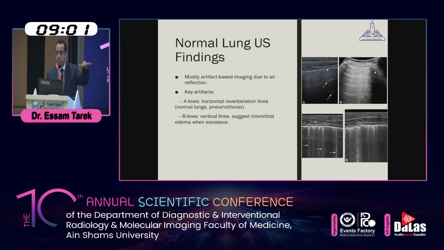If more than these 3 B lines are localized, then we think of a localized fluid collection, either encysted empyema, encysted effusion, whatever. But if it's diffuse, then I'm going to think of a more diffuse pathology, like interstitial edema or ARDS.